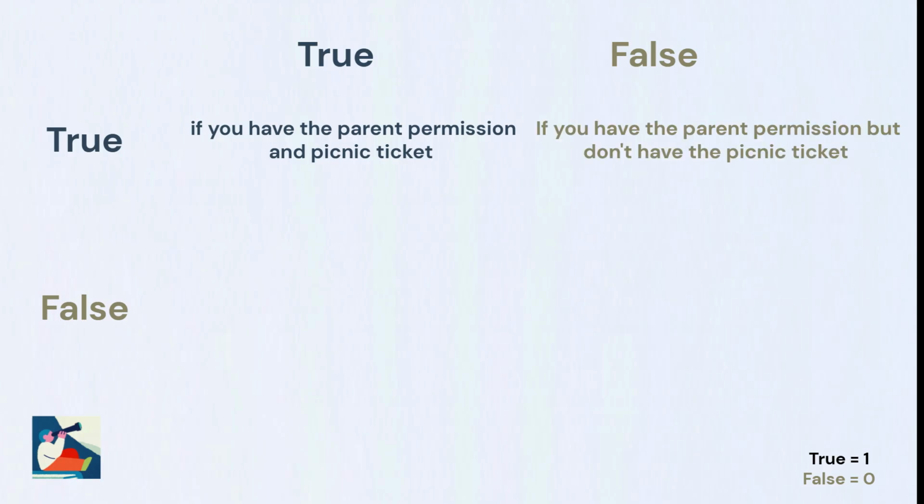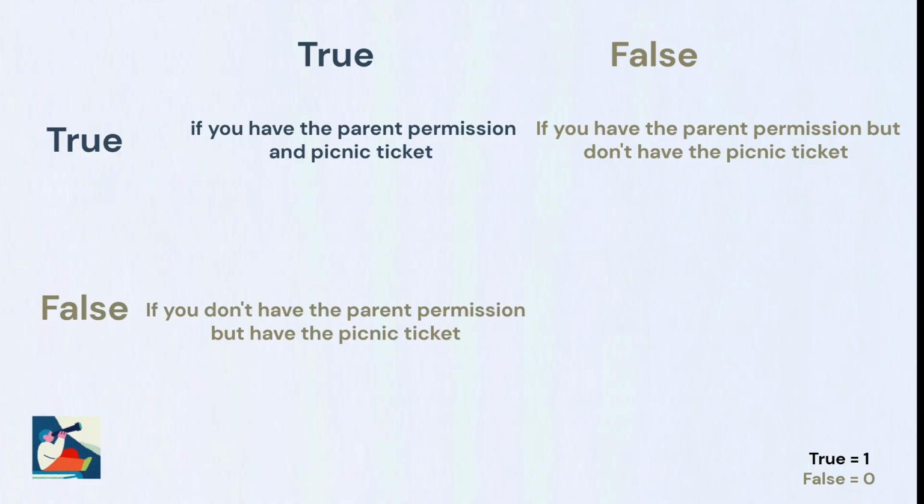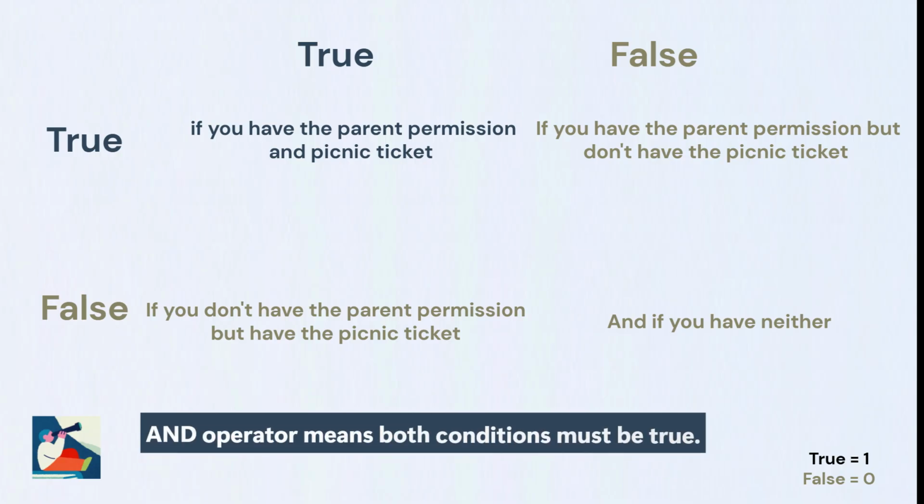With the picnic example, let's look at the possibilities. If you have the parent permission and picnic ticket, true and true gives true. If you have the parent permission but don't have the picnic ticket, true and false gives false. If you don't have the parent permission but have the picnic ticket, false and true gives false. And if you have neither, false and false gives false. So remember, with and, everything must be true.